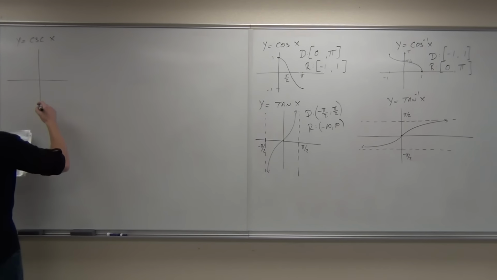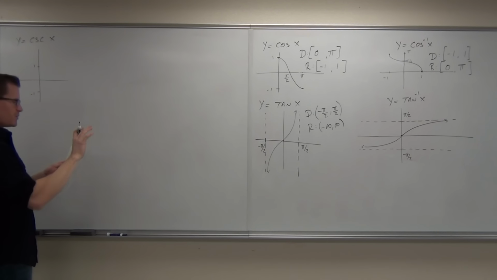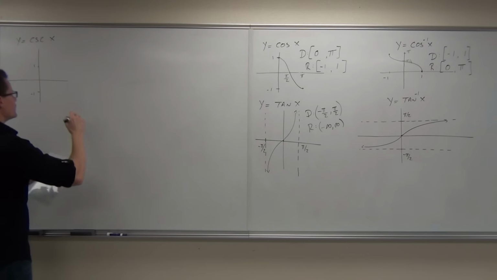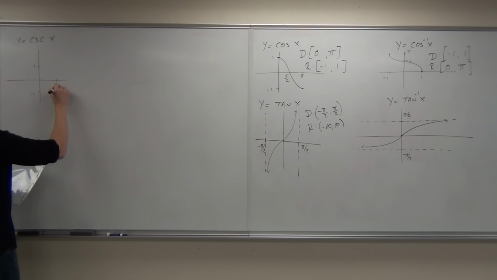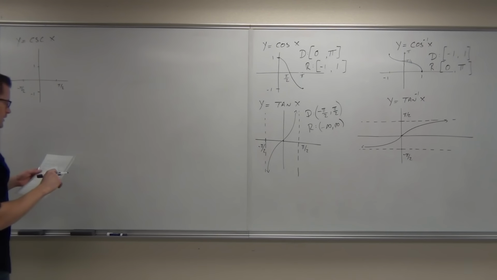Here's how it looks. We have 1 and negative 1. So we're still touching that, but we're not between 1 and negative 1. We're outside of it. We got pi over 2. We got negative pi over 2. And they look like this.